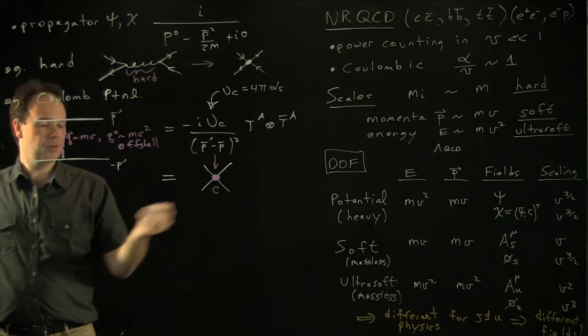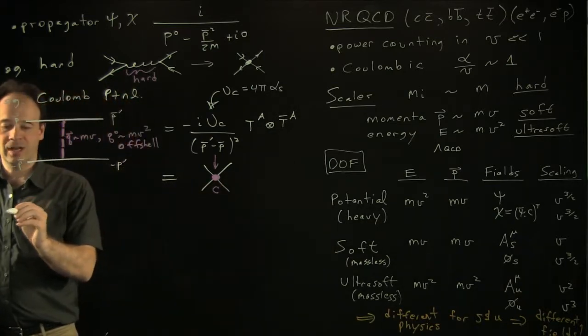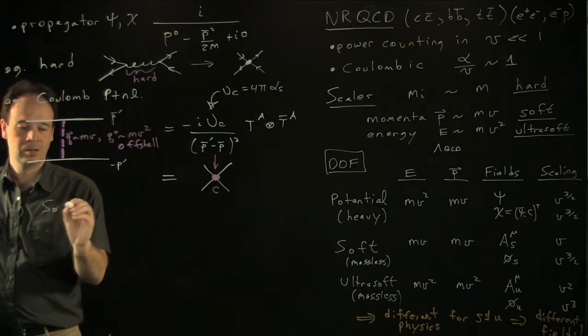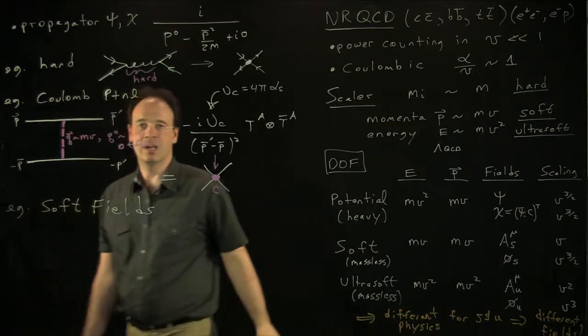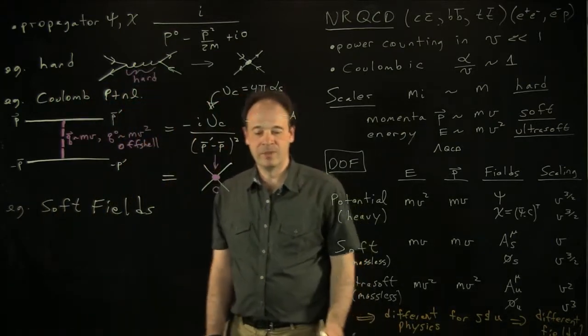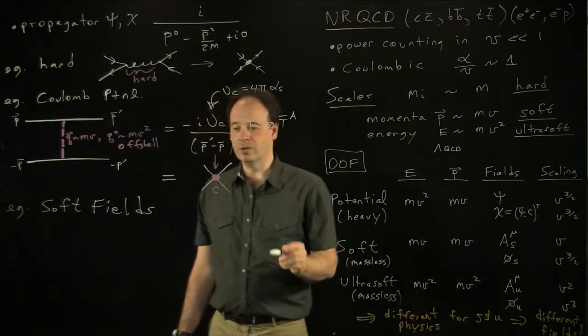What other type of, how are these other particles interacting? So let's do some more examples. So the next example I want to talk about are what are called the soft fields. And these come in when we start thinking about this potential at higher orders.